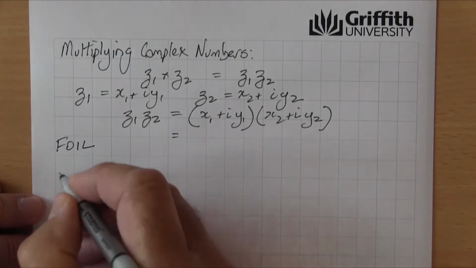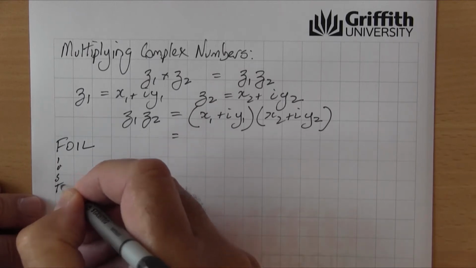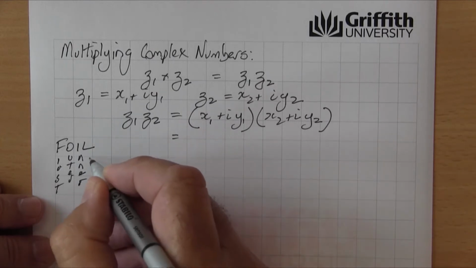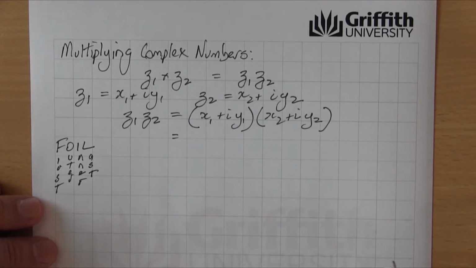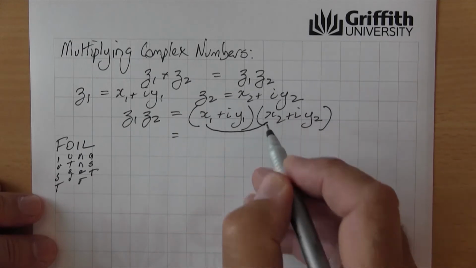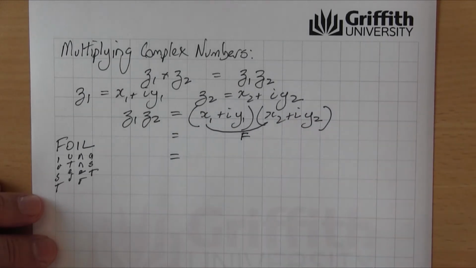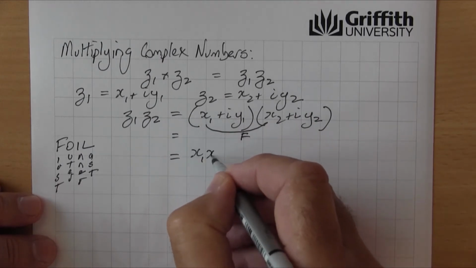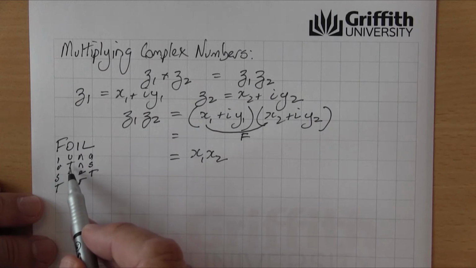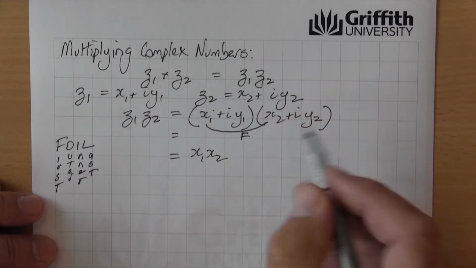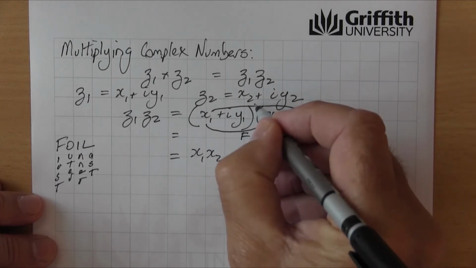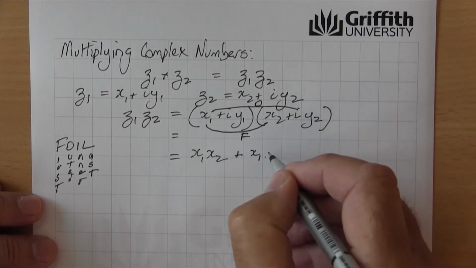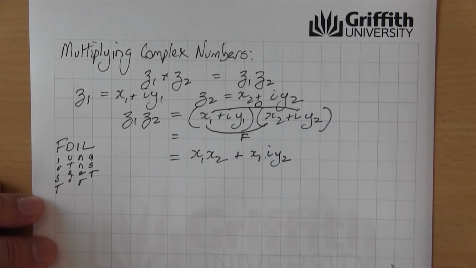FOIL is first, outer, inner, and last. So the first, as we multiply the first two terms in the bracket, I might make a bit of room there. If we multiply x1 times x2, we get x1 x2. Then we do the outer. So this will be this one times this one, so that'll be plus x1 times i y2.